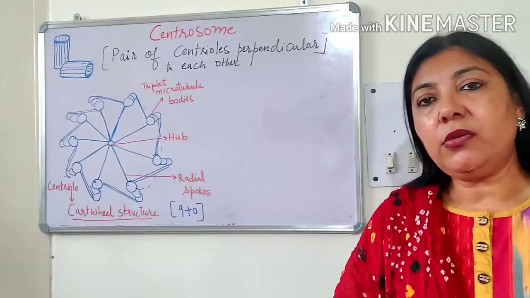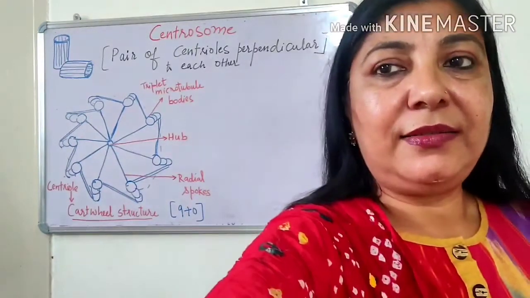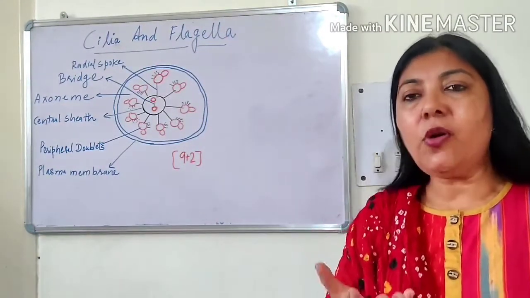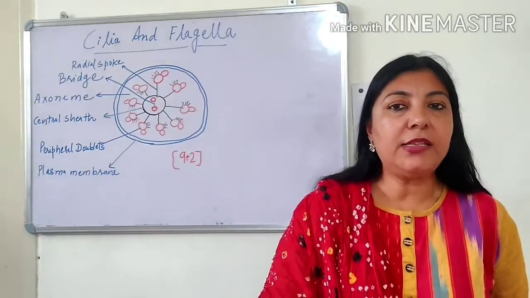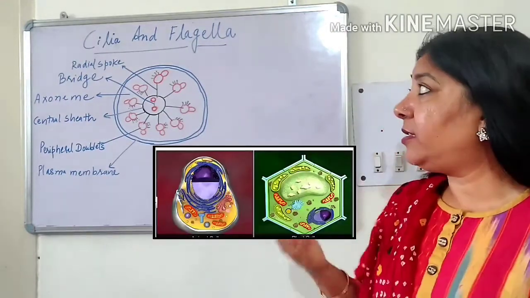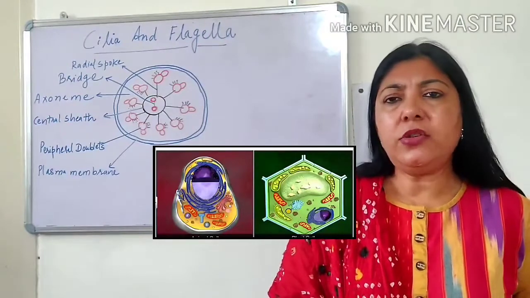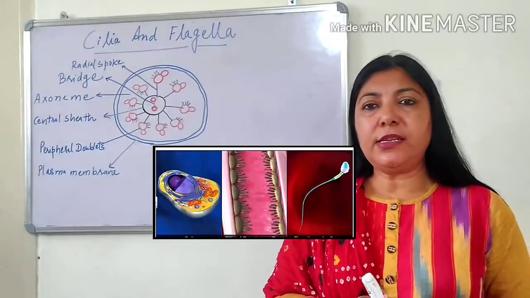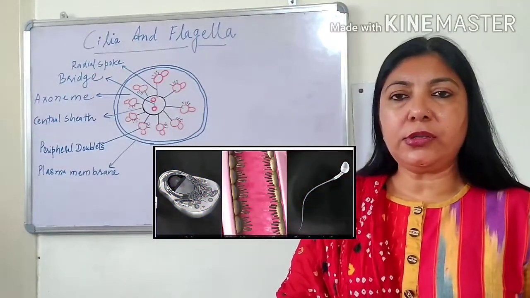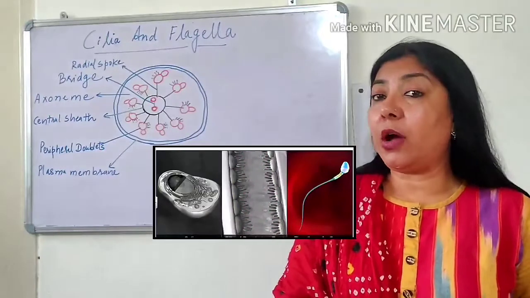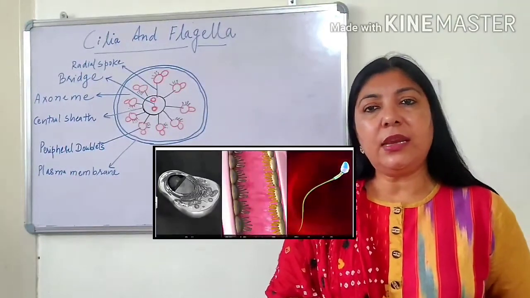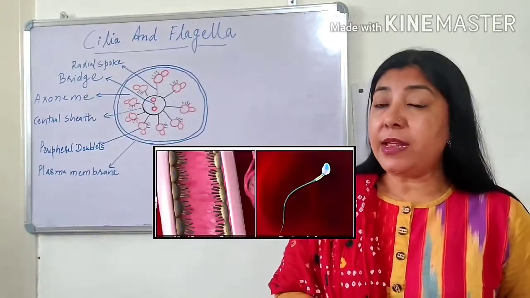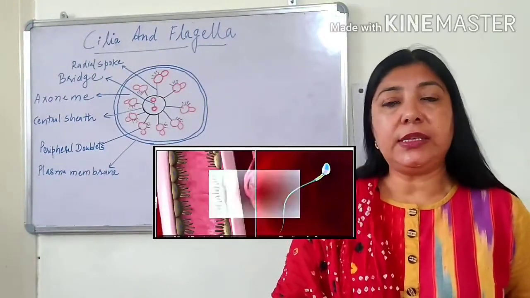Now let us switch over to cilia and flagella. In the animal cells, the centriole also act as the basal bodies for the structures called cilia and flagella. Anatomically, cilia and flagella are similar. The only difference is cilia are small outgrowths and flagella are long outgrowths. Cilia are generally seen in the bronchi, in the fallopian tubes, whereas the flagella is very commonly seen as the tail of the spermatozoa.